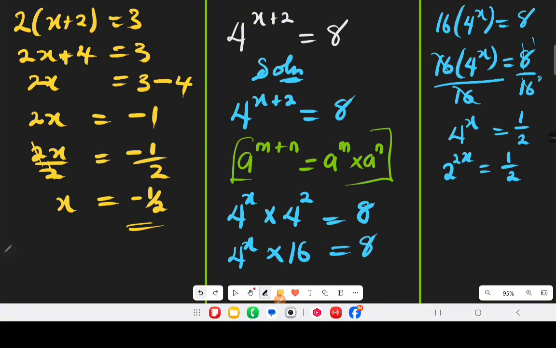In law of indices, we can change a fraction to a power. Whenever we have 1 over n, it can be changed to n raised to the power of minus 1. If this is true, we can apply it here. Then we have 2 raised to the power of 2x equal to 2 raised to the power of minus 1. Now we compare both sides. Base 2 we cancel base 2, left with 2x equals minus 1.